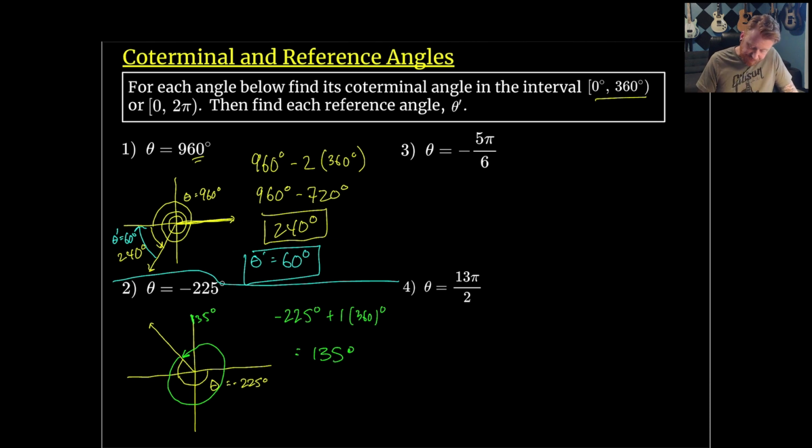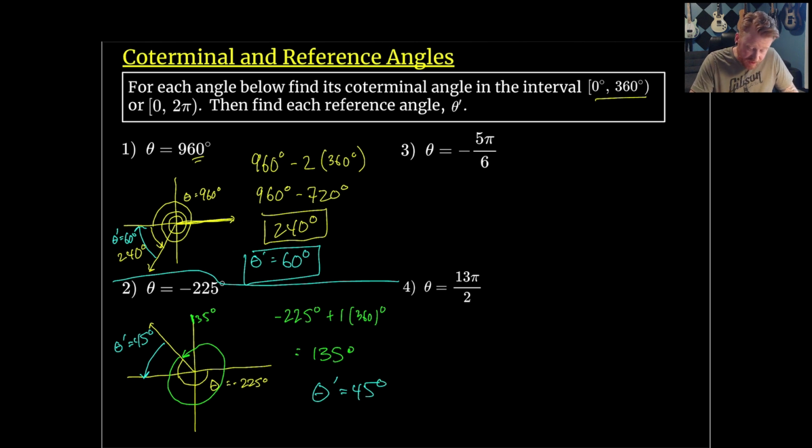I shouldn't call it theta because theta is already the name of the original angle, but that coterminal angle is 135 degrees. All right, now if I want to find the reference angle, we're just going to move the shortest distance to a horizontal axis, which is that way over there, and this is 45 degrees. Oops, not 40, but 45 degrees. So here we have our reference angle of 45 degrees.